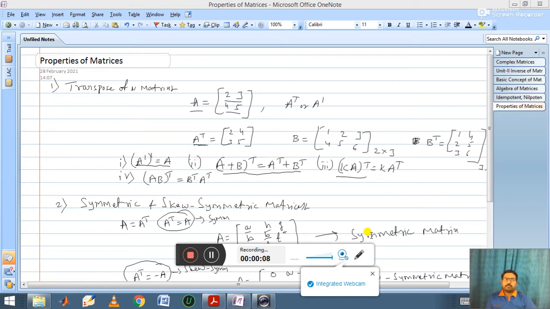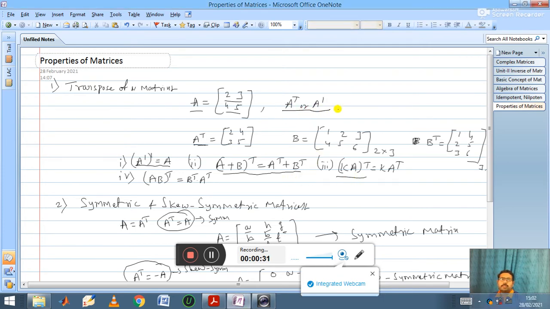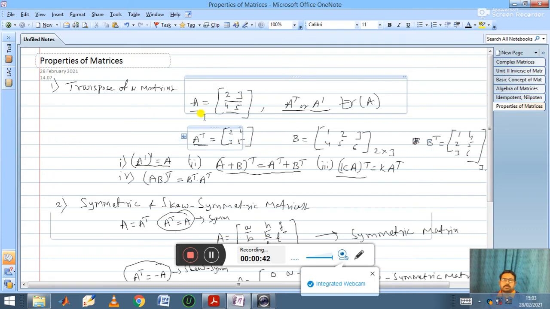Here I am going to discuss properties of matrices. Let us discuss one by one. First, transpose of a matrix. Transpose of a matrix is denoted by A transpose. You can see the symbols here: A transpose or A prime, or we can also say transpose of A. Usually, most of the time, we use the symbol A power T. A power T denotes transpose of a matrix.